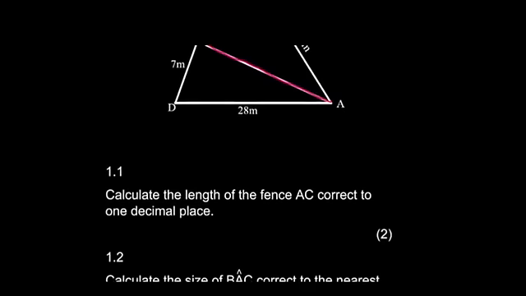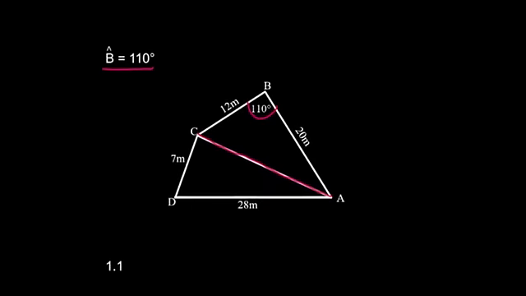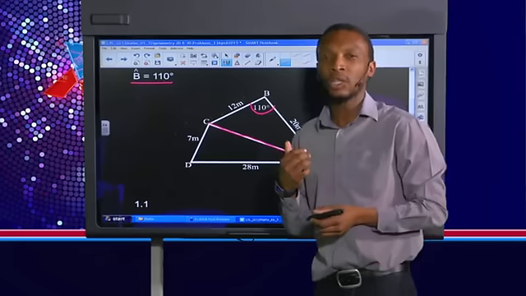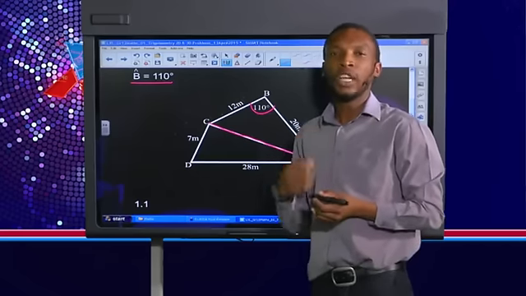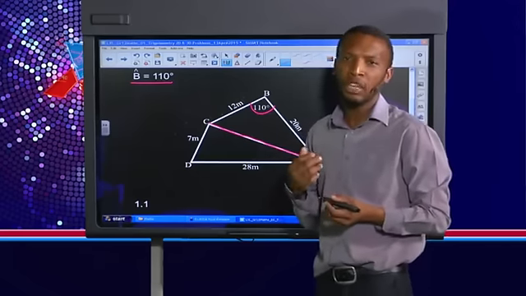All right, so let's see what they want us to calculate. It says calculate the length of the fence AC correct to 1 decimal place. So we need to worry ourselves with the fence now. Again, let's just look at what we are given and think back to our introduction. When do we use the sine rule? When do we use the cos rule? And when do we use the area rule?